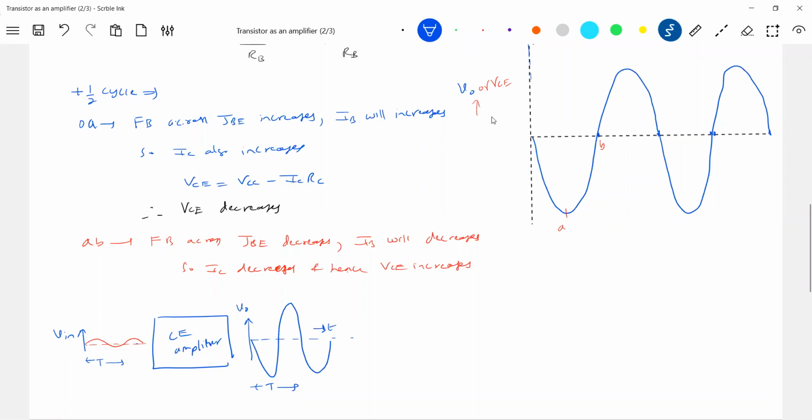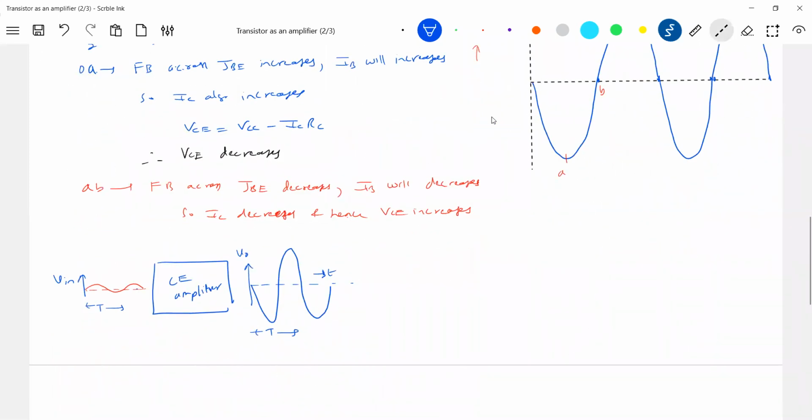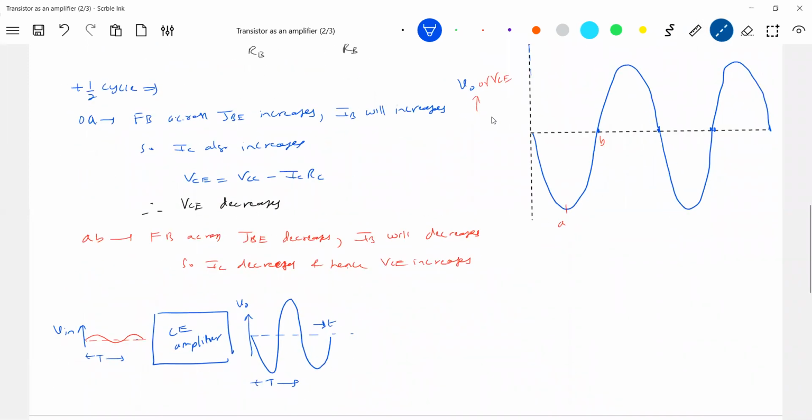If anybody asks about power gain or voltage gain, you have a formula. Let's do one thing. This particular signal has a frequency f equal to 1 by T. What is this f? The frequency of the AC signal. The range of frequencies will be audio frequency, 20 Hz to 20 kilohertz. Now I'm going to vary the frequency and see how the amplifier response will come.